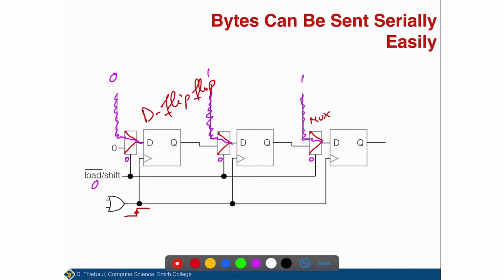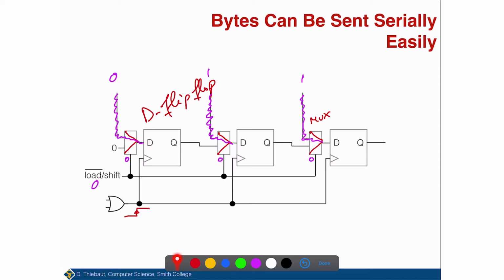So if load shift is 0, we put a bar over the load to indicate that if the signal is 0, we're going to be loading. If the signal is 1, we're going to be shifting. So when the clock ticks, then the bits that are up there on the row, this 0 will be latched into the flip-flop.